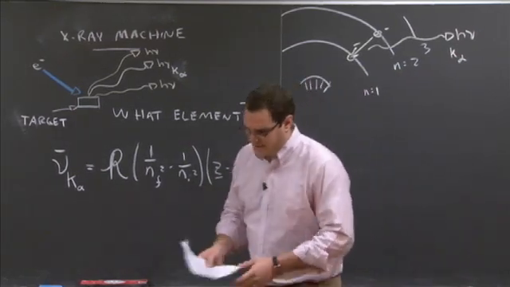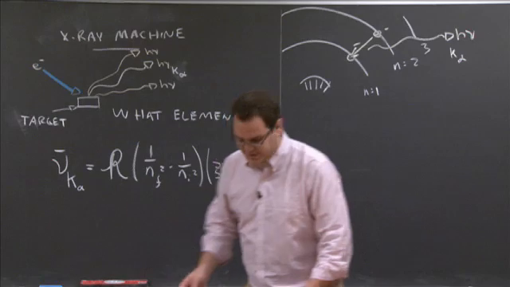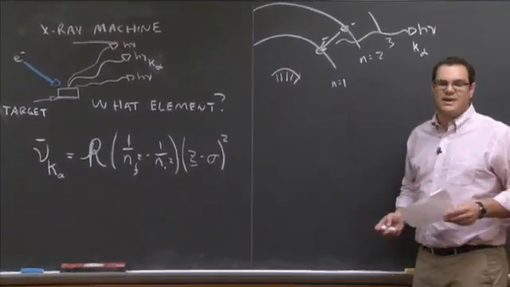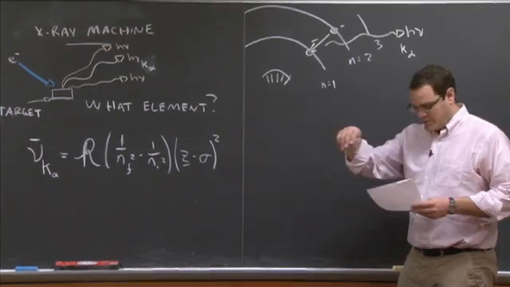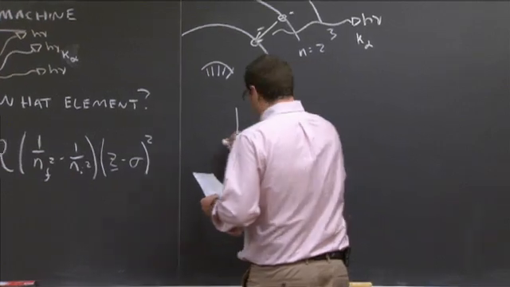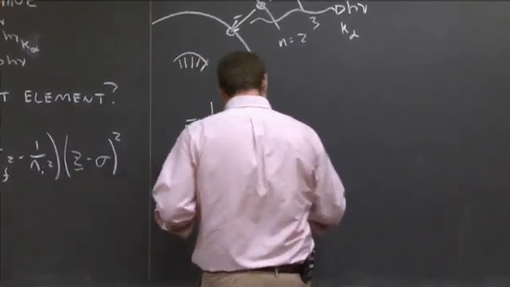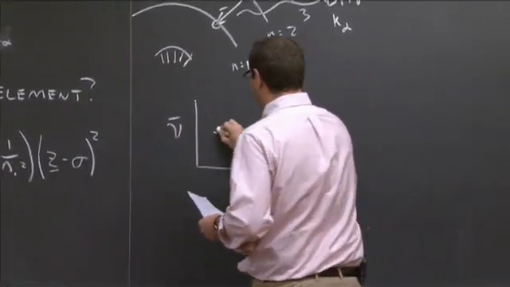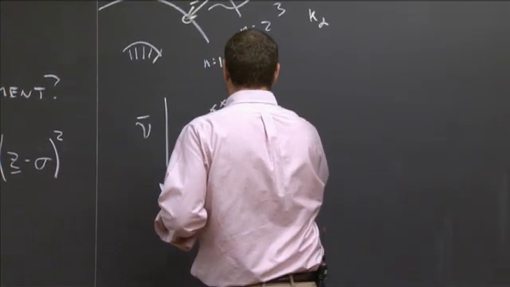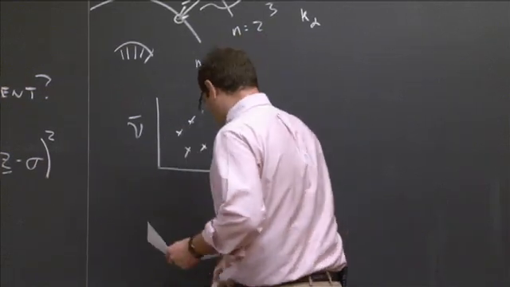And what Moseley found, just to show you where this sigma sort of comes from, and this was actually reviewed in, I think, lecture 17 of the online postings. What Moseley found was that if you plot your wave number versus your Z, you've got points like this. Okay, so you've got some sort of line.